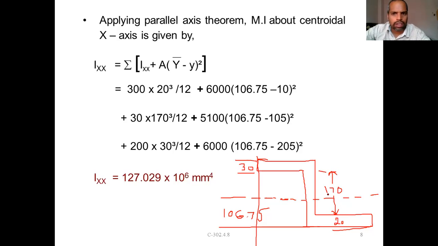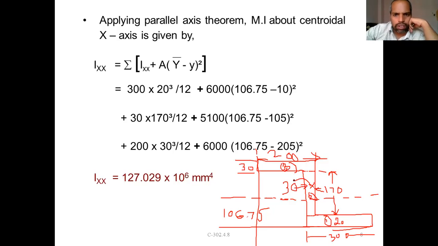Now let us see. This is figure 1, this is 2, and this is 3, and this thickness is nothing but 30. This thickness is 30. Now let us see. Of course, this one is 200, and this one is 300. This is 2, this is figure 3.